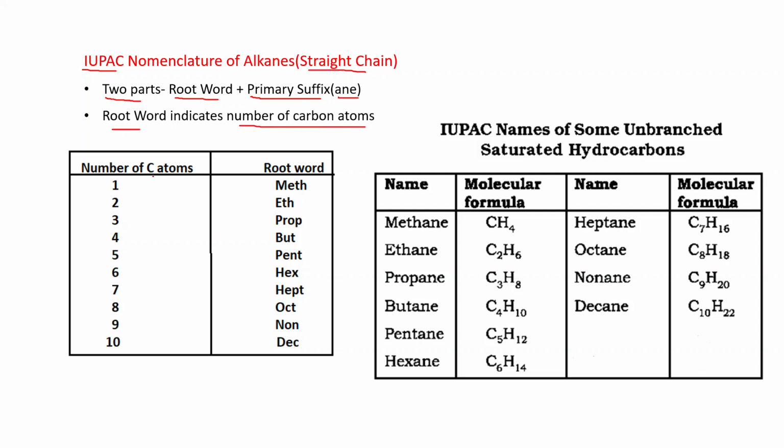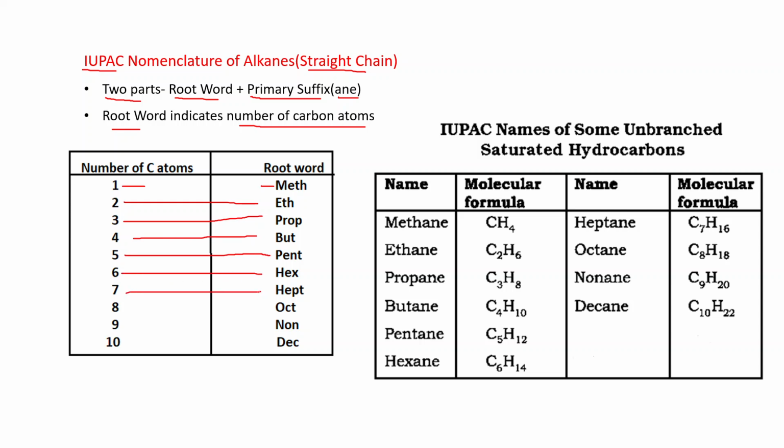Now, if the number of carbon atoms is 1, then we use meth. For 2, eth; for 3, prop; for 4, but. If 5 carbon atoms are there, then the root word is pent. For 6, hex. For 7, hept. For 8, oct. For 9, non. For 10, dec.